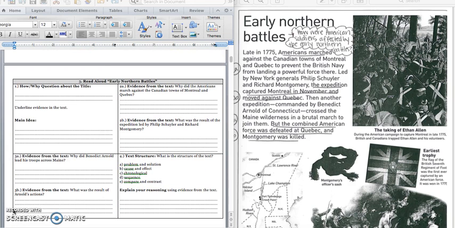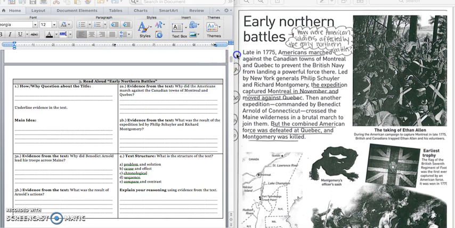All right, turn the page, and now we are ready to read. And so the first thing we do with a nonfiction text is we turn that title into a how or why question so that we can find the main idea. And so I came up with, how were American soldiers affected by the early northern battles? Press pause to write down your answer in box 1 and play when you're ready to read.